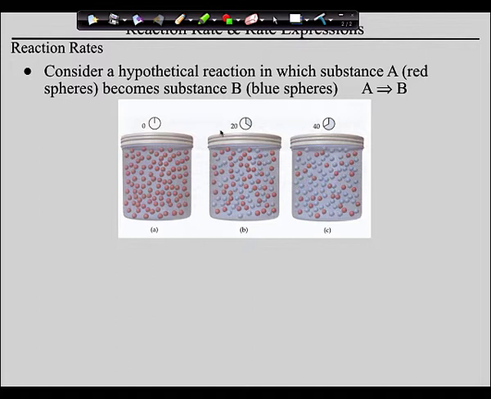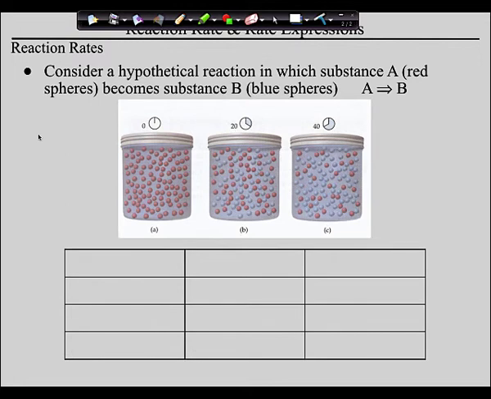Now guys, notice 20 minutes later. What happened to the amount of red A? Went down more. What happened to blue B? Went up more. Okay, so guys, with that as a background, let's actually look at some data. Again, respecting the idea that this is hypothetical, but it drives home an important point. So guys, if we were able to actually count these dots and use them as a relative representation of moles, this is the data we might collect.